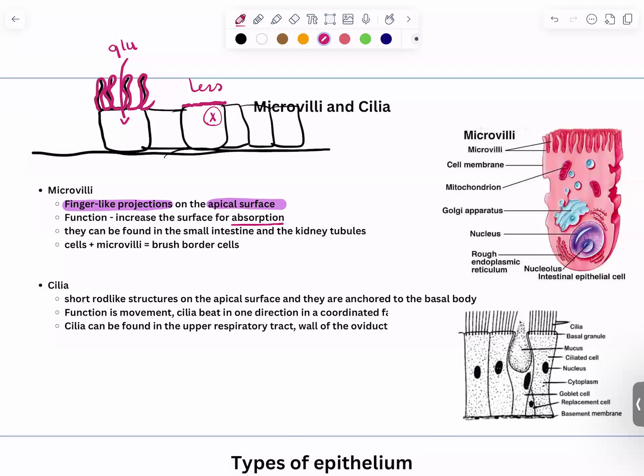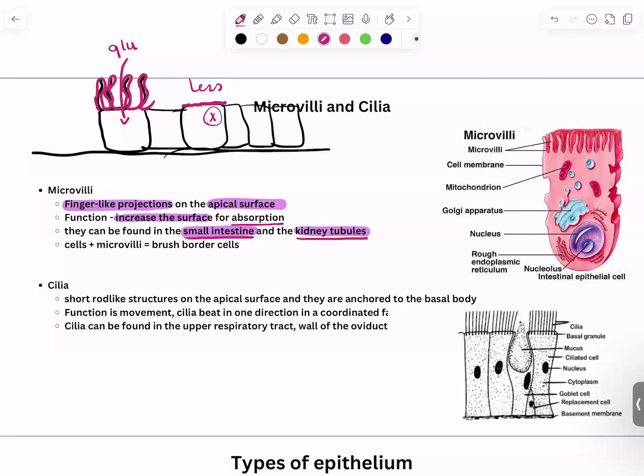So remember about the microvilli. Finger-like projections, and the responsibility is about increasing the surface. So I told you, increasing the surface for what? For absorption, reabsorption. So where do we have absorption? Mainly in the small intestine. When do we have reabsorption? We have it in the kidney tubules. So I want you to remember the locations of microvilli: in the small intestine, in the kidney tubules.